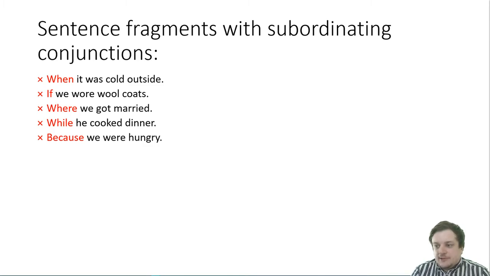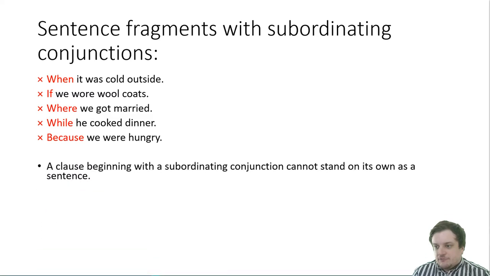sentences that are incomplete because they begin with a subordinating conjunction. I think this is where it can get tricky for people because you've probably been taught that a complete sentence is complete when it has a subject, a verb, and possibly an object. Sentence fragments have these features, so why aren't they complete? The answer is just because they have the subordinating conjunction at the front of the clause, here highlighted in red.